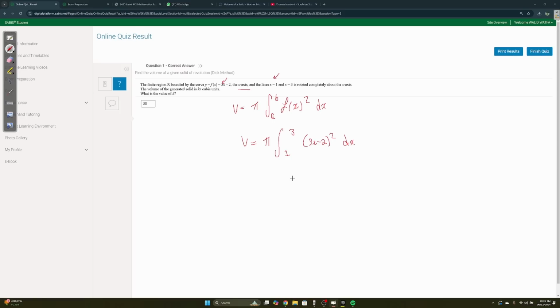(a minus b) squared is equal to a squared, so 9x squared, minus 2ab, so minus 12x, plus b squared, which is 4, dx. Now, can you integrate this? Of course you can. It's going to be 9 over 3 x cubed, minus 12 over 2 x squared, plus 4x. What are our bounds? 1 and 3. Let's simplify it a bit. It's going to be 3x cubed minus 6x squared plus 4x.